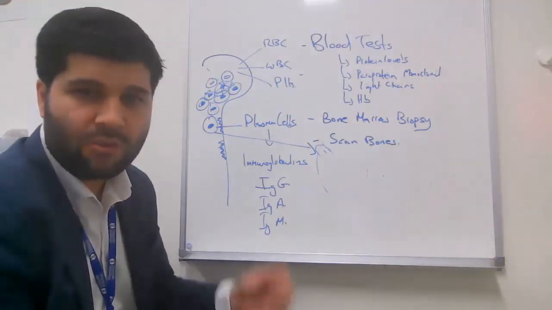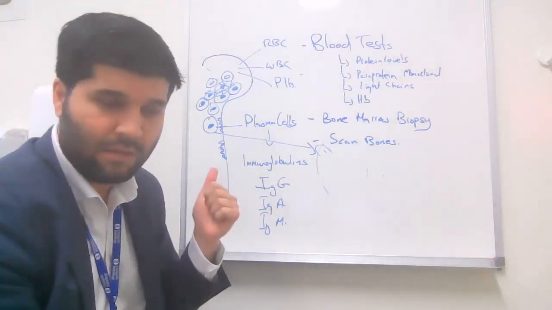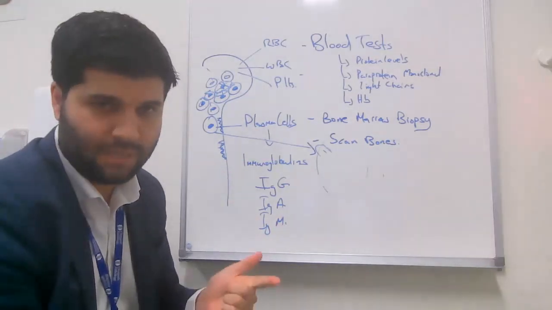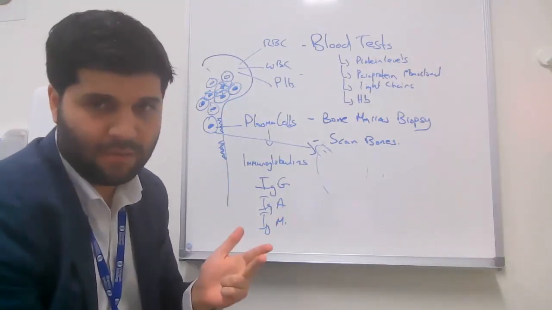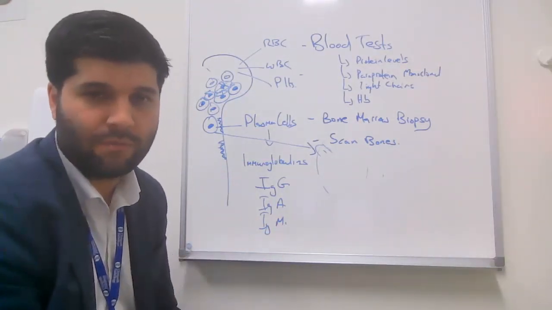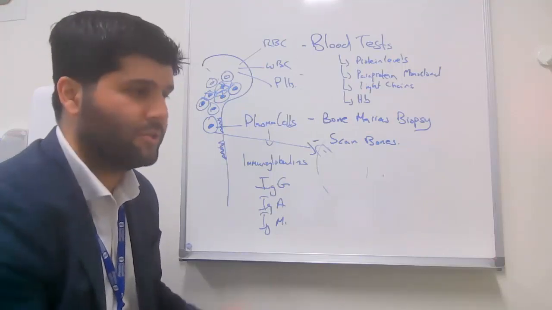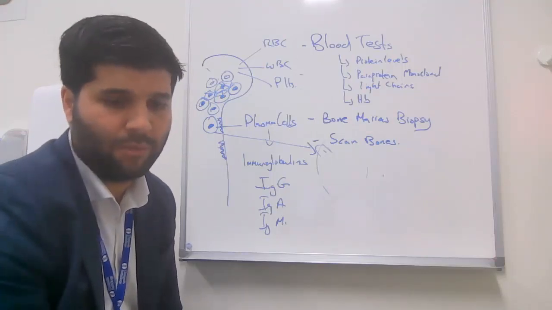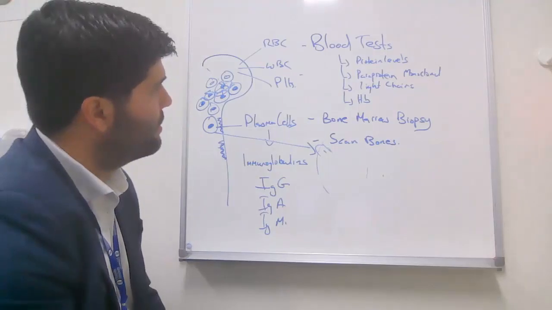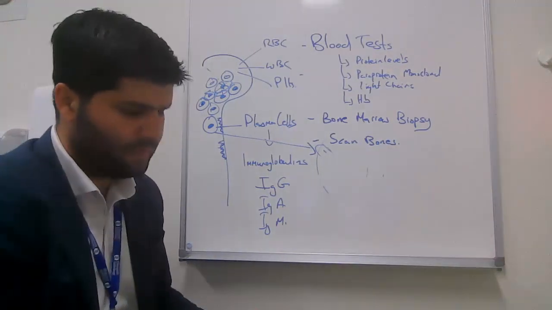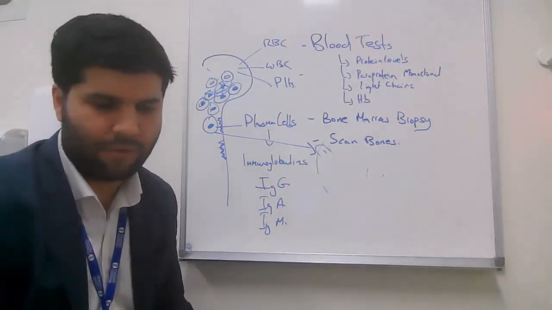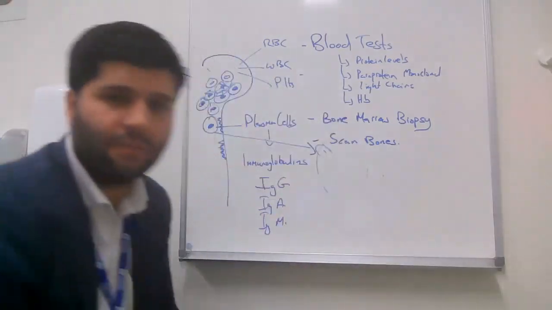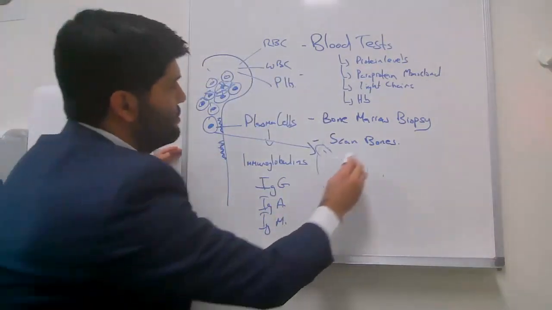So really, the critical things in diagnosis are the bone marrow biopsy, the blood tests, and the scan of the bones or the skeletal survey. And that's how we establish a diagnosis of multiple myeloma. So, that's a little bit of background on what myeloma is and how we diagnose multiple myeloma.